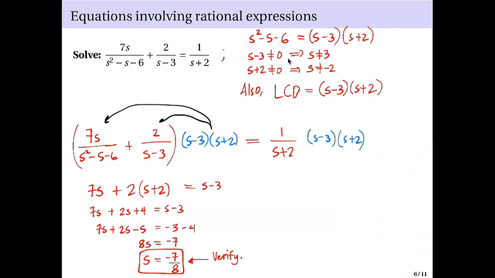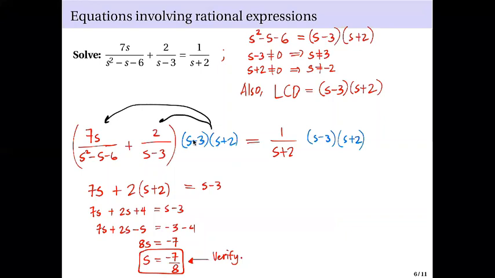Question. Okay? Sir, do you mind explaining just how you just, wait, hold on. The second part when you were distributing the s minus 3 plus s. Yeah, that one. This one here.